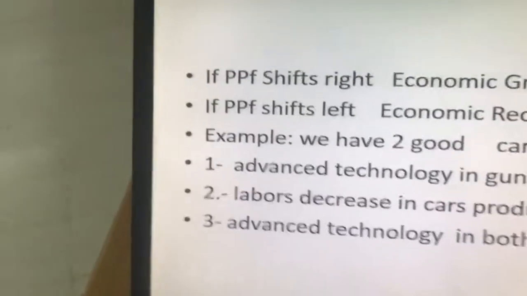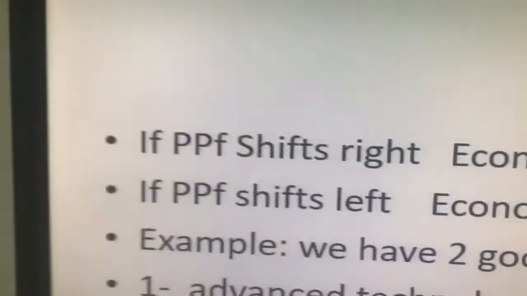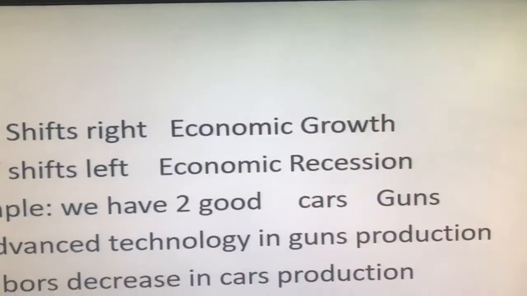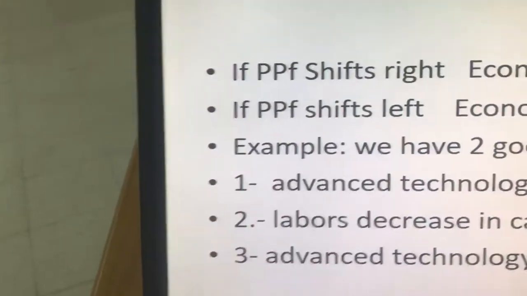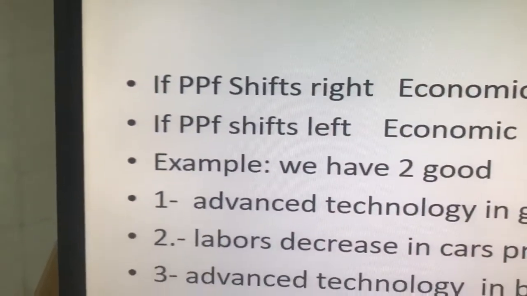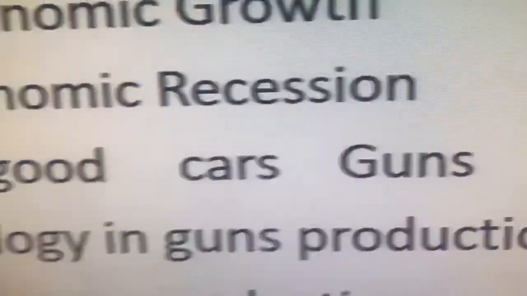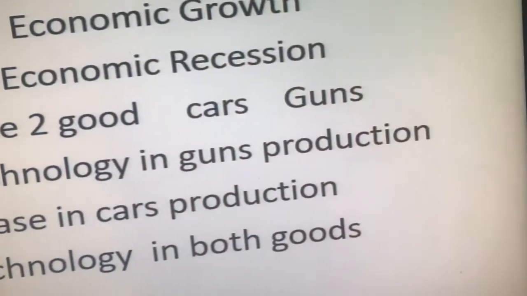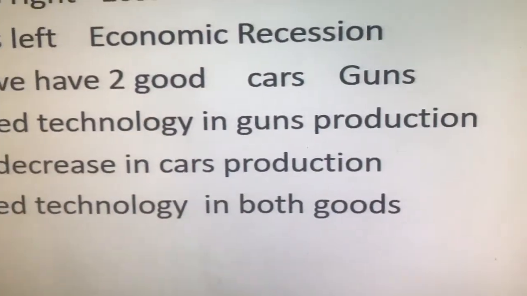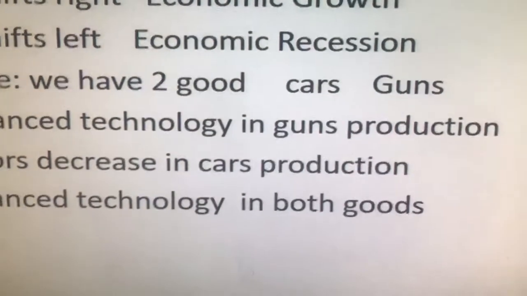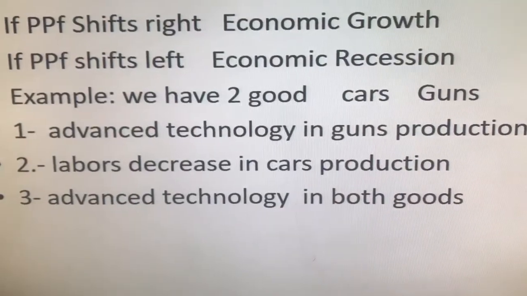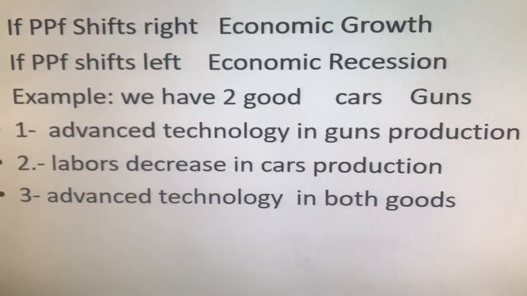Okay, so the PPF, we can call it PPF or PPC, the same. If the PPF shifts right, we call it economic growth. If the PPF shifts left, we call it economic recession. So if we have two goods, let's say cars and guns, what will happen if we have advanced technology in guns production? What do you think? Yes, you're right. We will produce more guns, but the cars will not change.